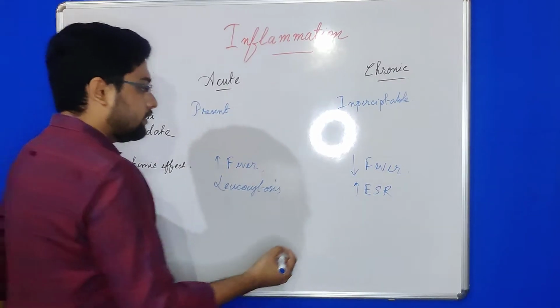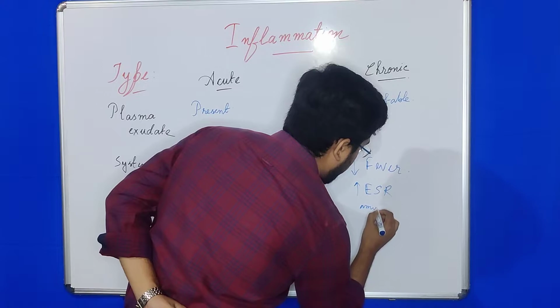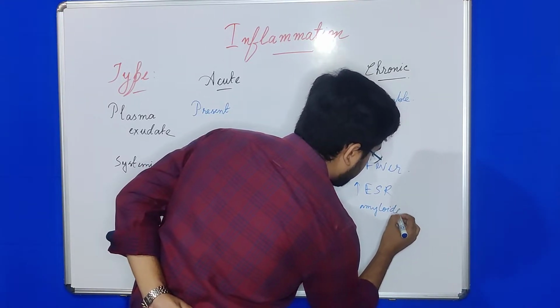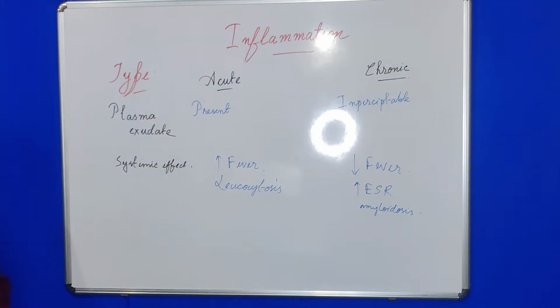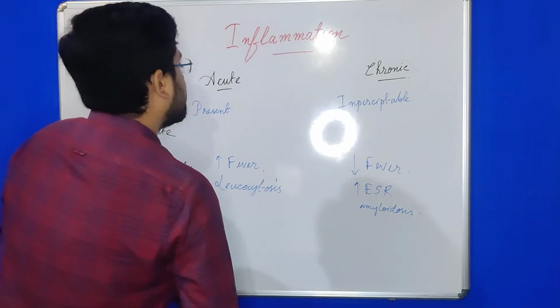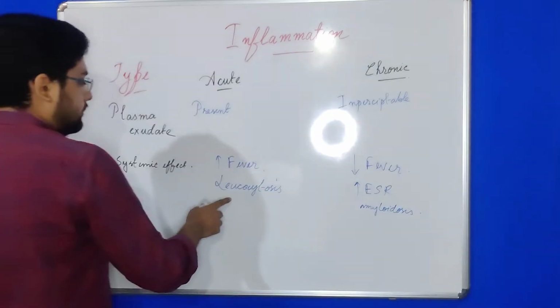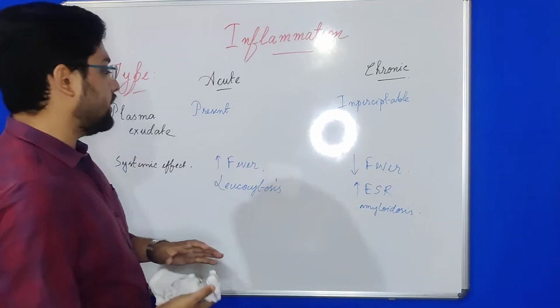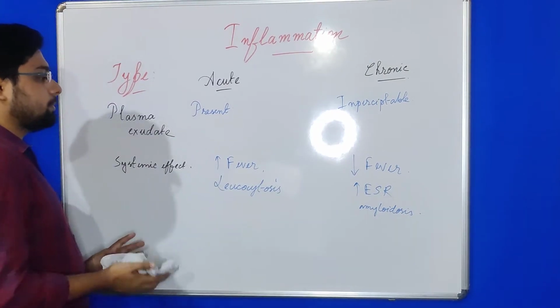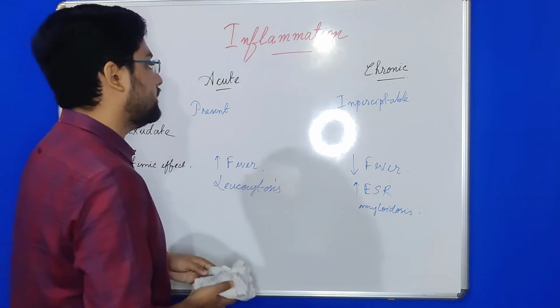There will be amyloidosis, etc. In case of chronic inflammation, there will be leukocytosis also, particularly mild leukocytosis. In the chronic case, leukocytosis may be present, but it will be mild.